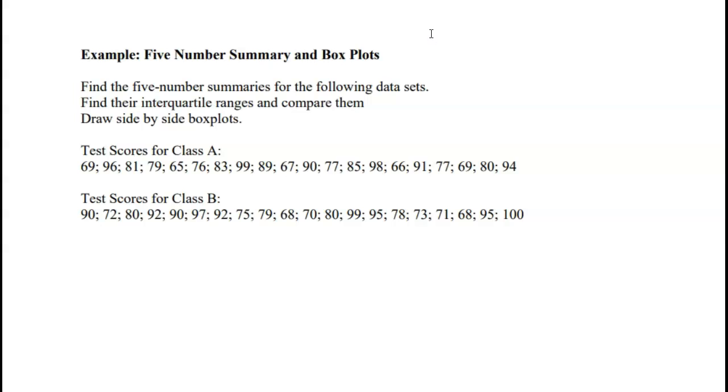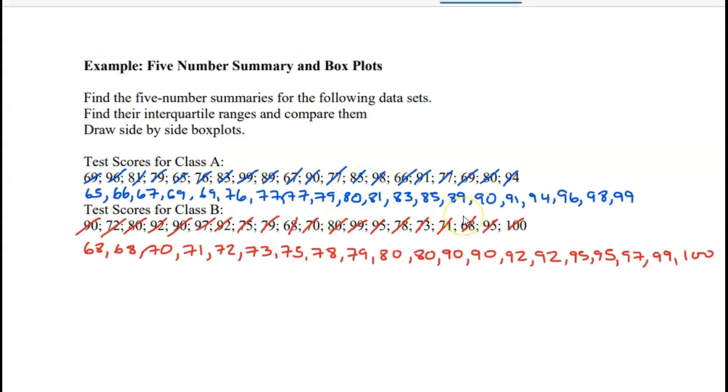The first thing you want to do is to sort the data, smallest to largest. So let's see if we can do that. You're going to get the smallest number in the list. I'm going to pause here and sort it so I don't take lots of time. Alright, so here are my sorted data for the 2 classes.